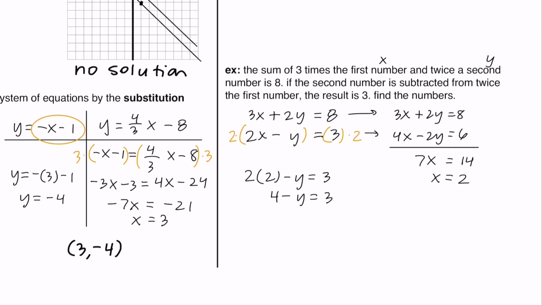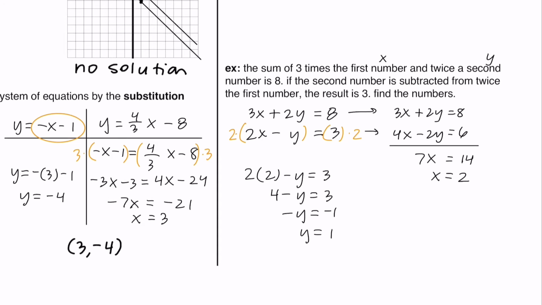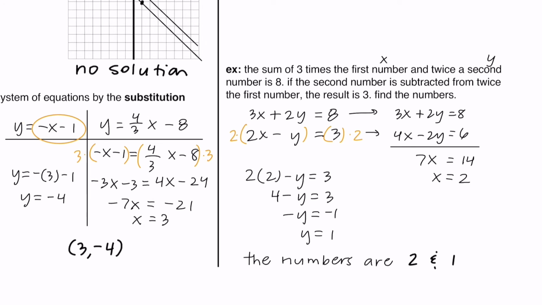And now we're going to subtract 4 and divide by negative 1. So when we subtract 4, we get negative 1, and then we divide both sides by negative 1, and we get that y is equal to 1. So our two numbers are going to be 2 and 1.